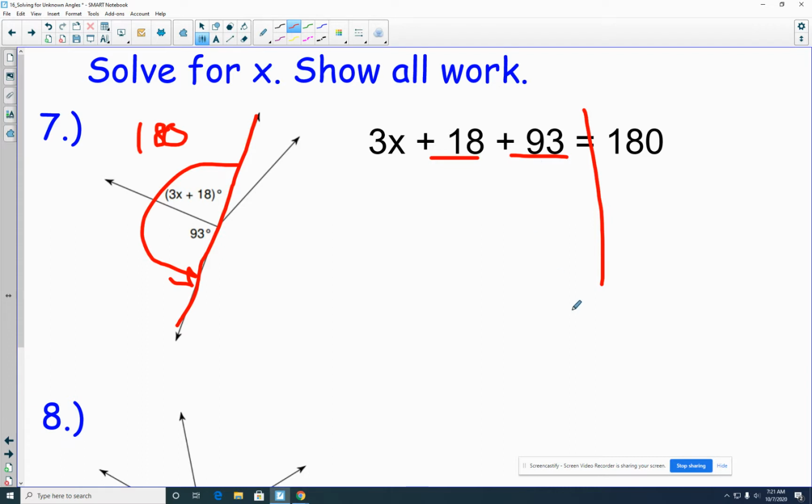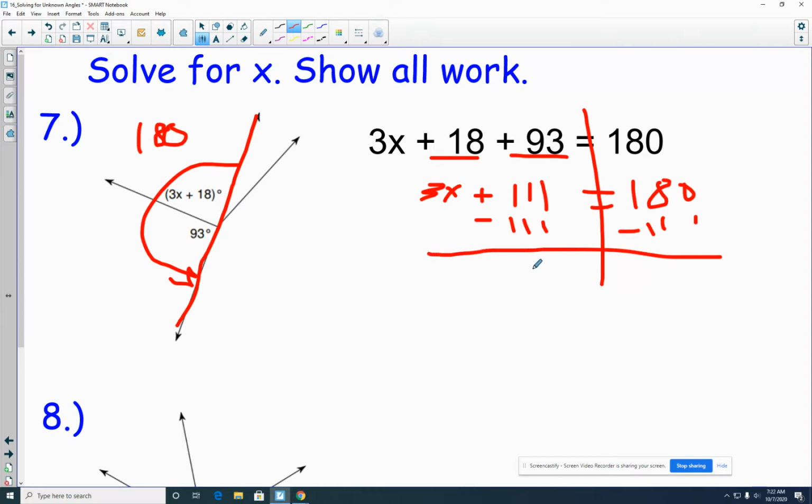So if I walk through this with you, if we combine like terms, we have 18 and 93, which is 111. Bring down our 3x equals 180. You want to get the 3x by itself, so we're going to subtract 111 from both sides. So now we have that 3x, this cancels, equals 69. We go ahead and divide by 3 now to get x by itself, and we find that x is equal to 23.